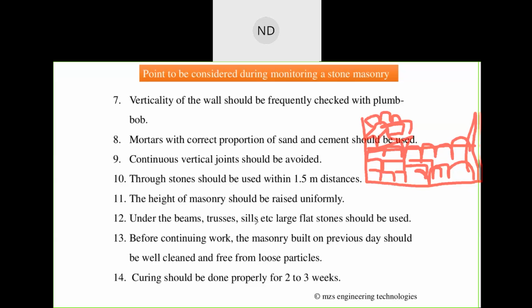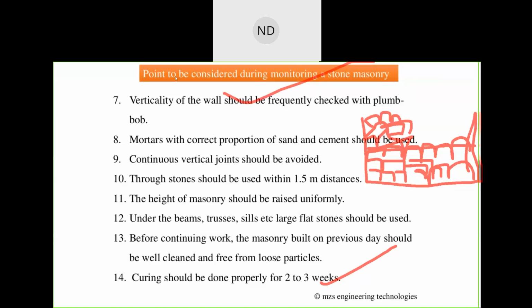Under beams, trusses, sills, etc., large flat stones should be used. Before continuing work, the masonry built on the previous day should be well cleaned and free from loose particles, obviously. Curing should be done properly for 2 to 3 weeks after construction. So these were the points to be remembered during stone masonry.